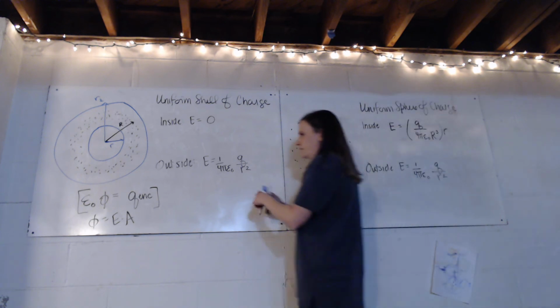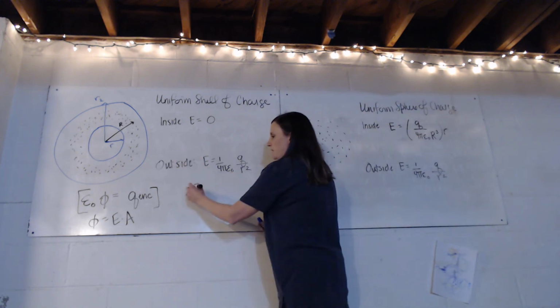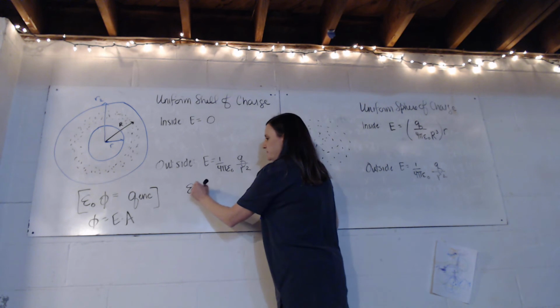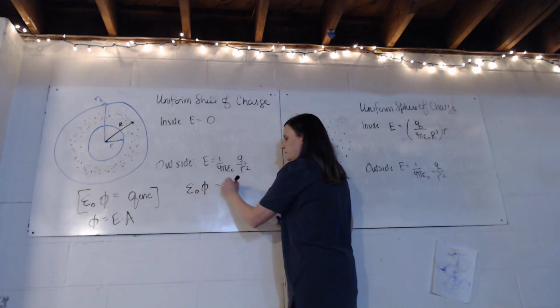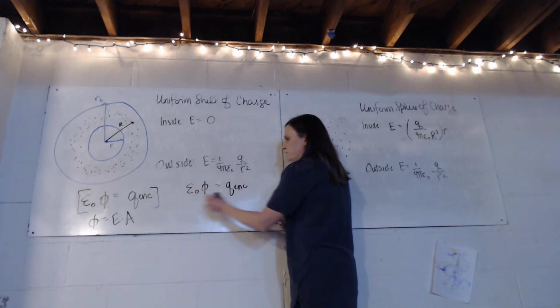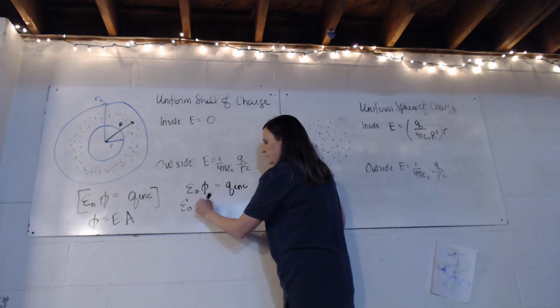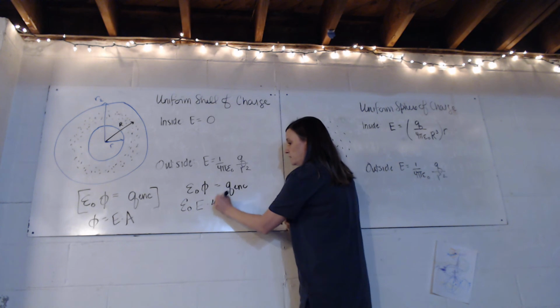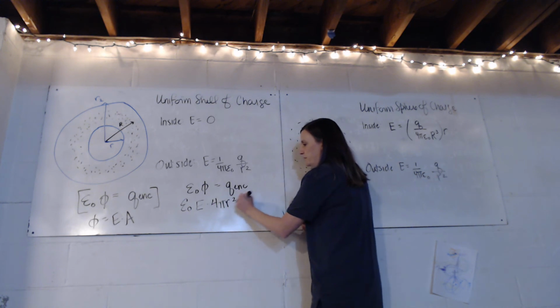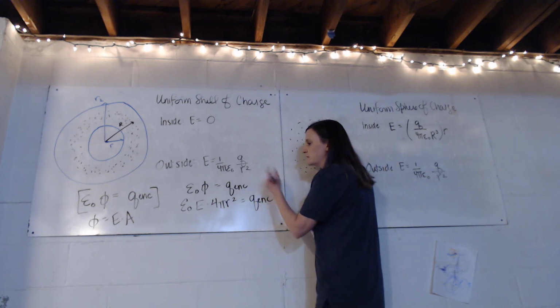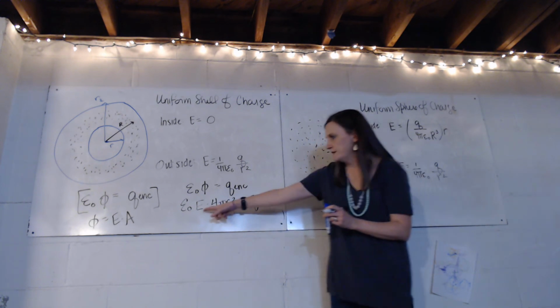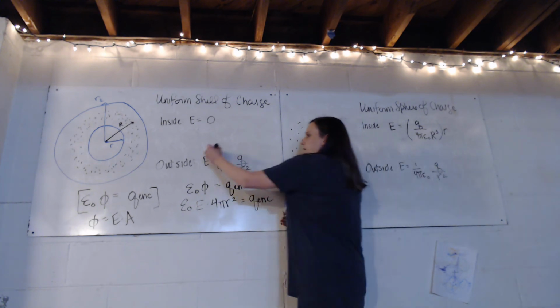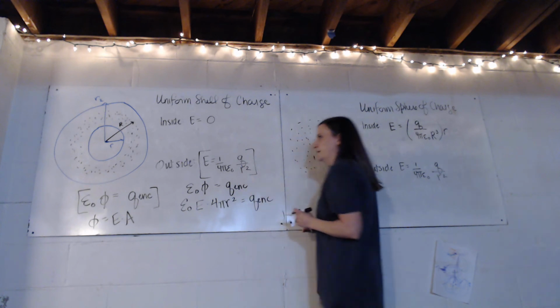I'll kind of prove this one. If I use Gauss's theorem, epsilon naught times my flux is equal to Q enclosed. Flux is the electric field times the surface area. The surface area of a sphere is 4 pi r squared, just from geometry, you know that. So that's equal to Q enclosed. And if I solve for E, this is what I end up getting: 1 over 4 pi epsilon naught times Q over r squared.